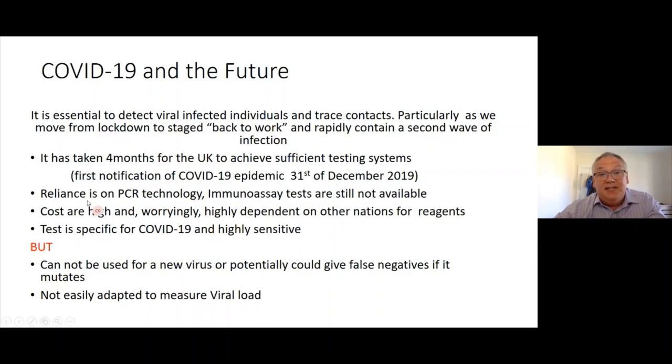The reliance is on PCR technology. Immunoassay tests are not really available yet and not reliable. Costs are high, and worryingly, we're dependent on other nations for many of the reagents. Now, the plus is that the test is specific for COVID-19 and highly sensitive. But you can't use that same test on a new virus outbreak, and it could give false positives if there's a significant mutation. It's not easily adapted to other clinical needs such as viral load, which you can do using mass spec. It's quite easy to do a quantitative or semi-quantitative look at viral loading.